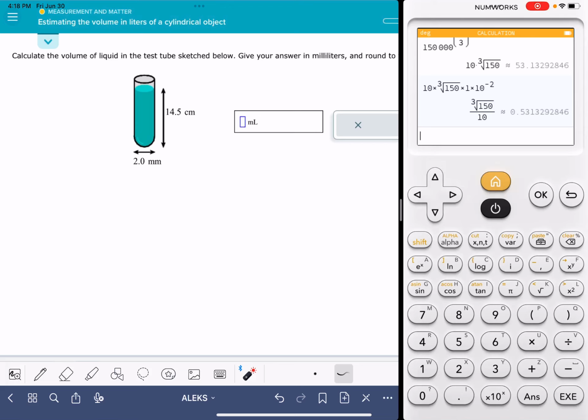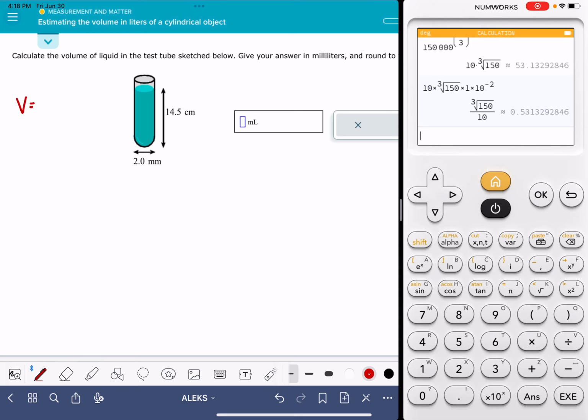In this video, I will show you how to solve the ALEKS problem called estimating the volume in liters of a cylindrical object. This problem is giving us the dimensions of a liquid inside a test tube, which is a cylindrical shape, and it's asking us to calculate the volume of that liquid.